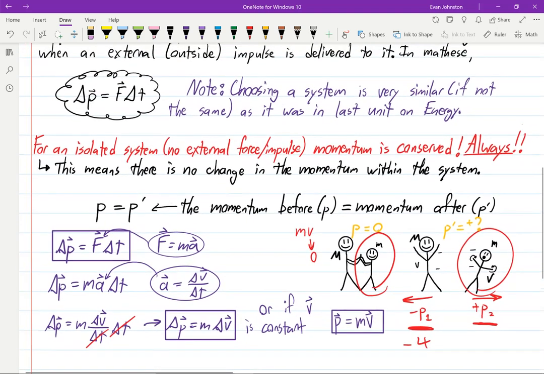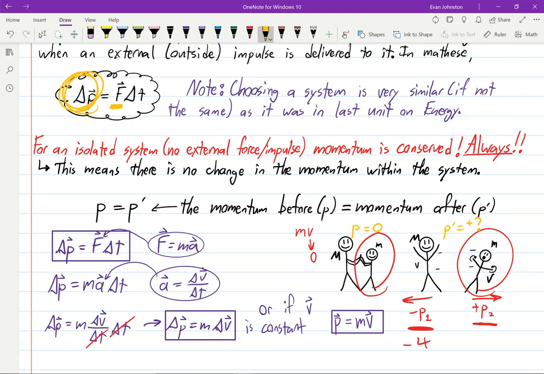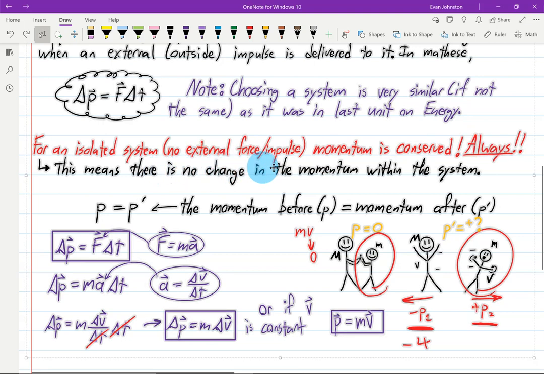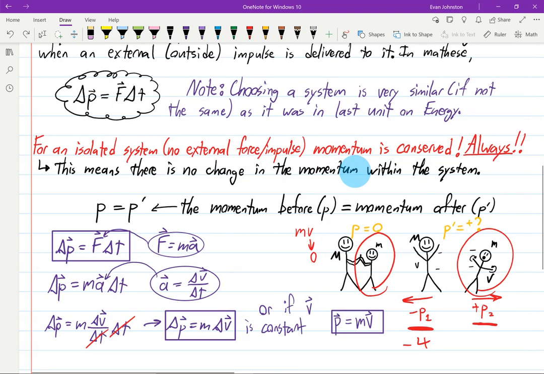So what does that mean? It means that if this force is outside the system, the momentum will change. If there are no external forces, this change in momentum is going to be zero. That's what it really means. And so for an isolated system, where there are no external forces, no external impulse, momentum is conserved. And this is an always. This is a big one in physics. So there's no change in the momentum within the system.